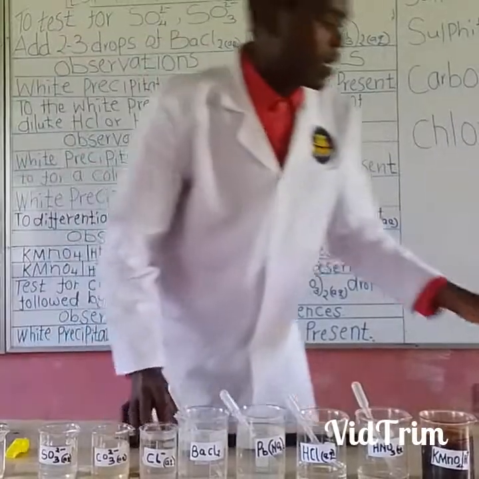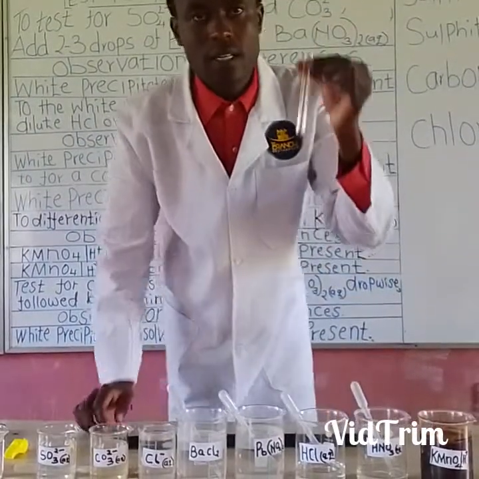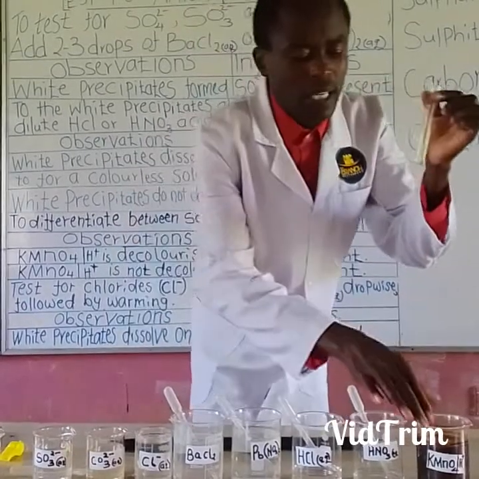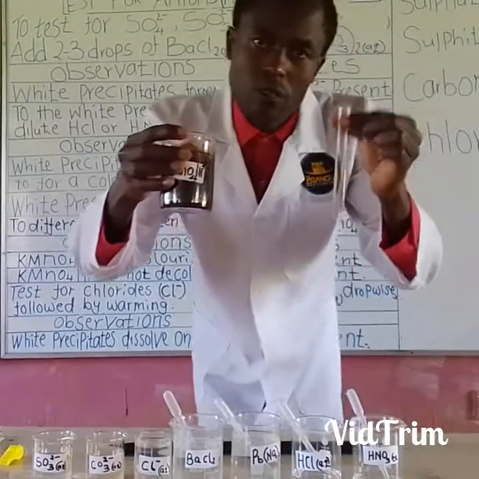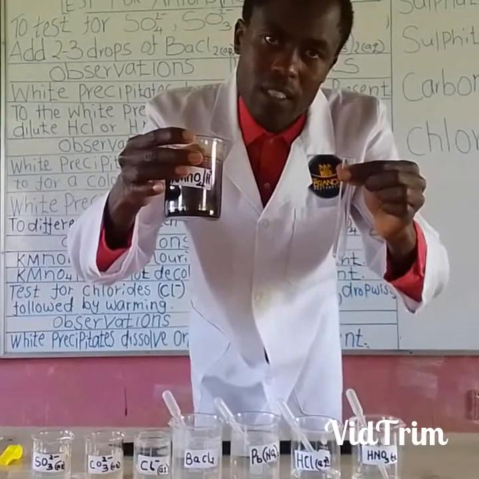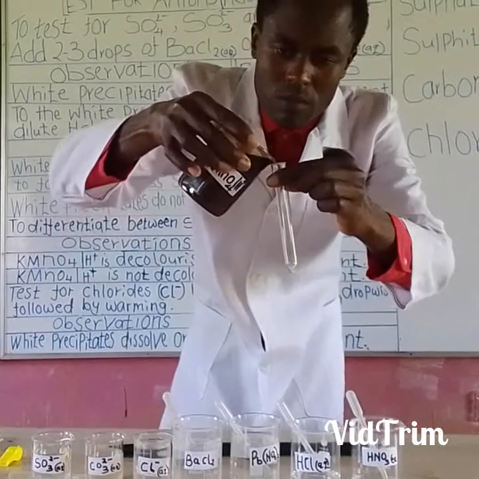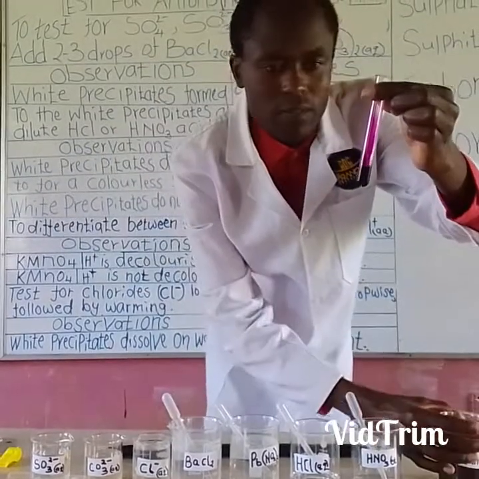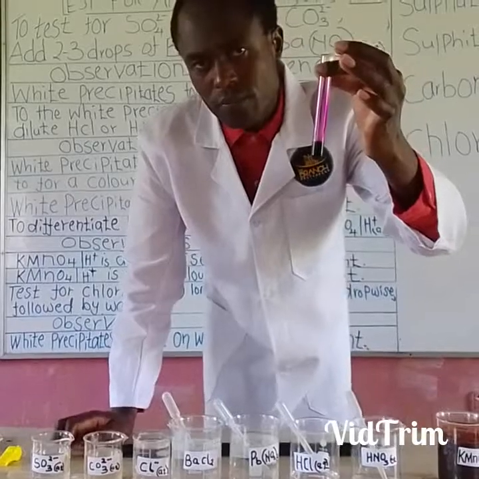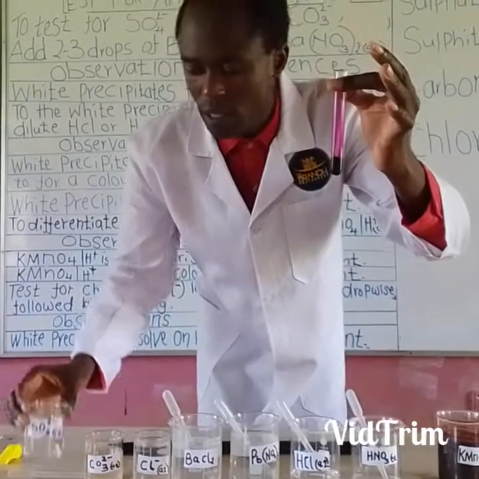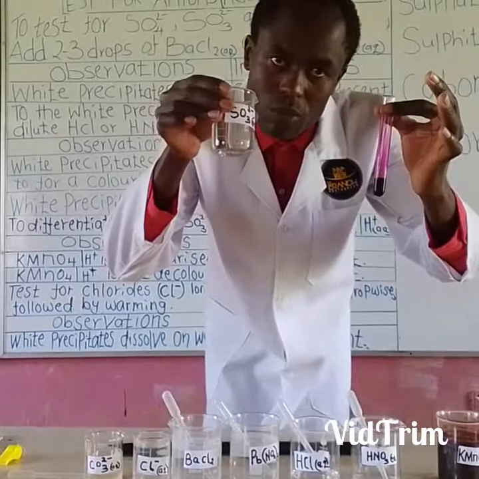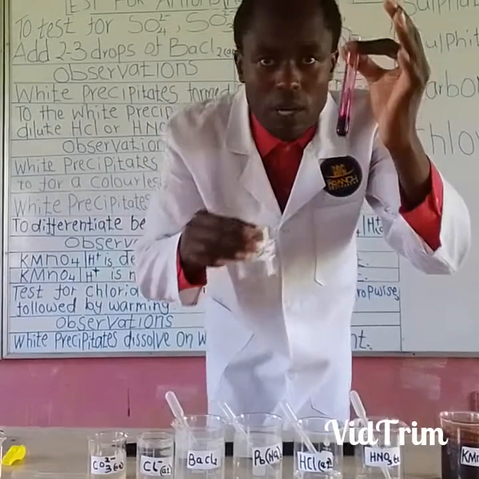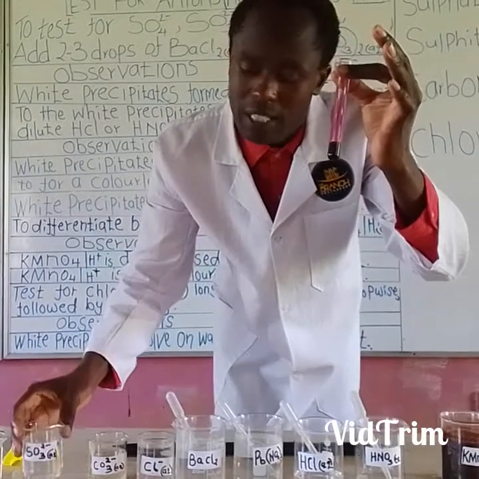So what we do, I take a clean dry test tube. Then I take 2 ml of acidified potassium permanganate solution. That's about 2 ml. Then, what am I going to do? I want to add a solution containing sulfite ion and see the effect on this purple color of acidified potassium permanganate(VII).